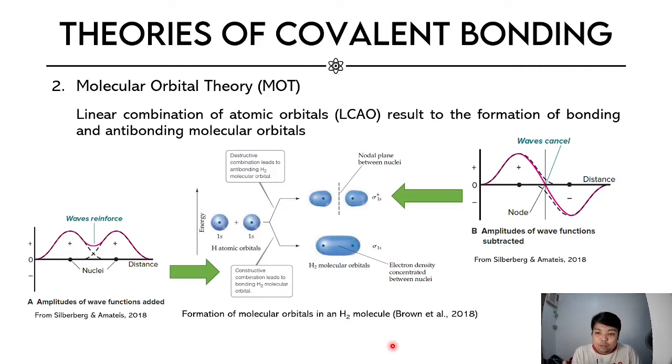Usually, you can differentiate a bonding and an antibonding molecular orbital by the notation. The notation is this one here. An antibonding orbital has an asterisk. So this would look like sigma star 1s. And this is an antibonding molecular orbital. And this is a bonding molecular orbital. Sorry if the font is really small.